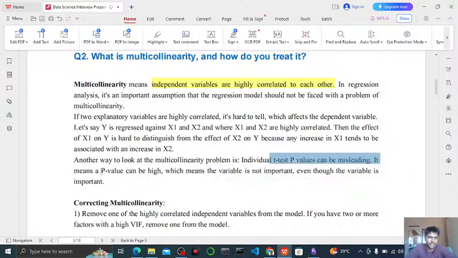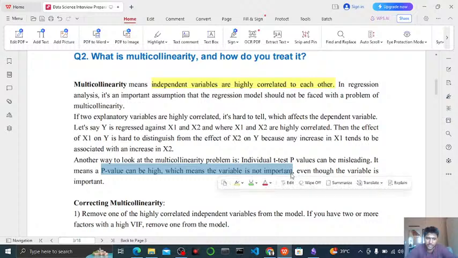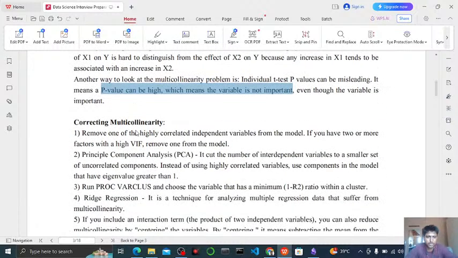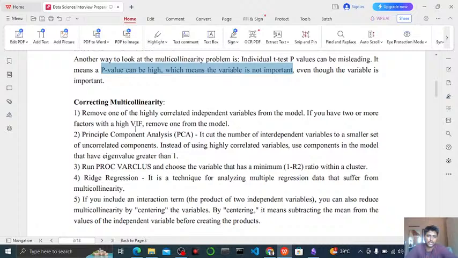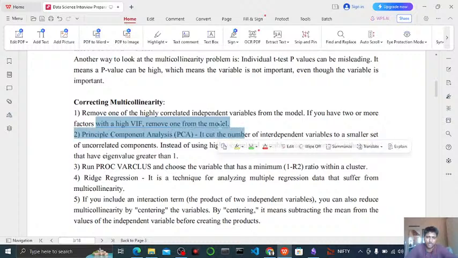Okay, so it means a p-value can be high, which means the variable is not important even though the variable is important. Okay, so how do you correct this multicollinearity? Remove one of the highly correlated independent variables from the model. If you have two or more with a high VIF, remove one from the model using the VIF. High VIF, remove one from the model.